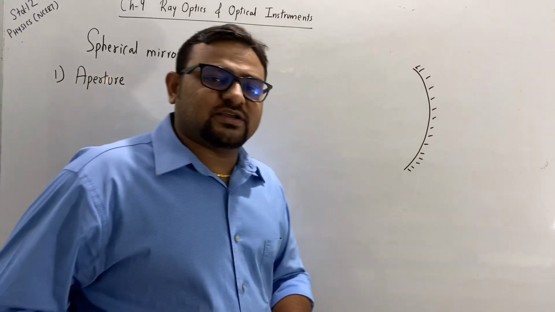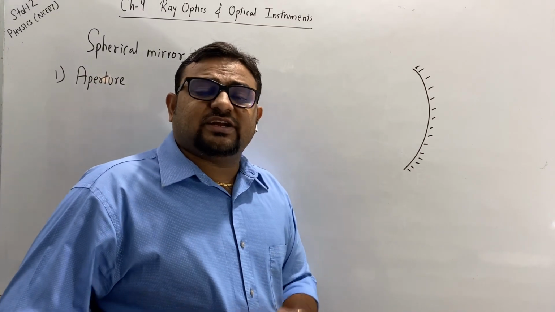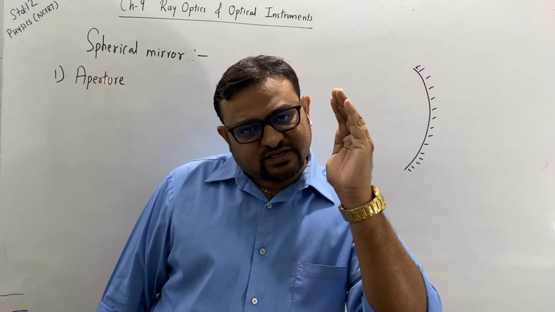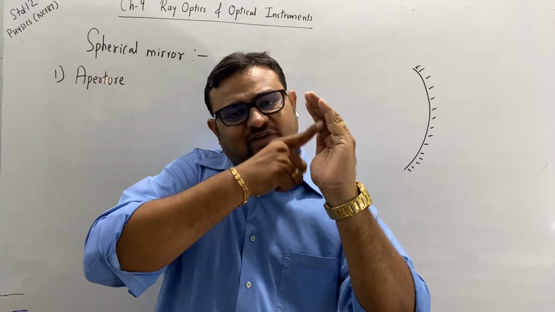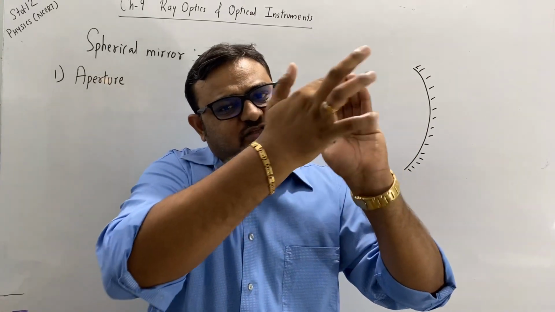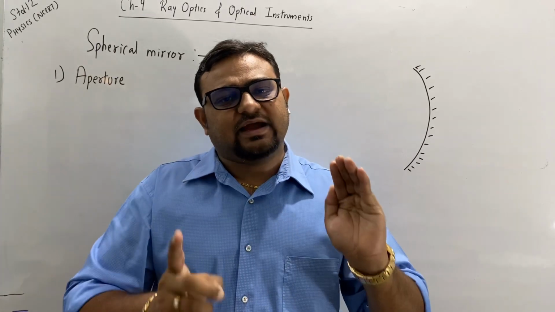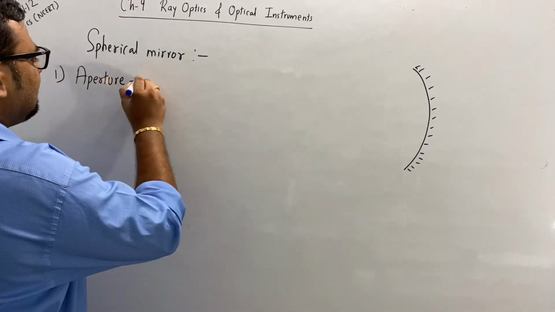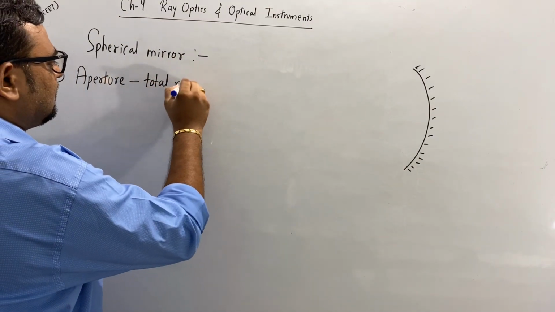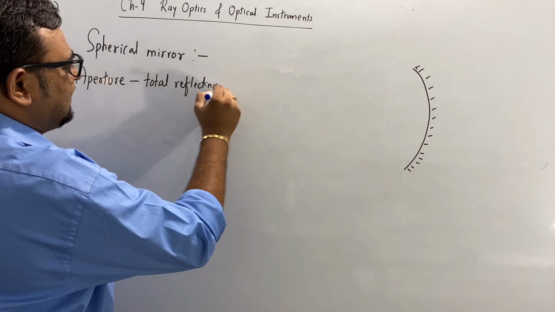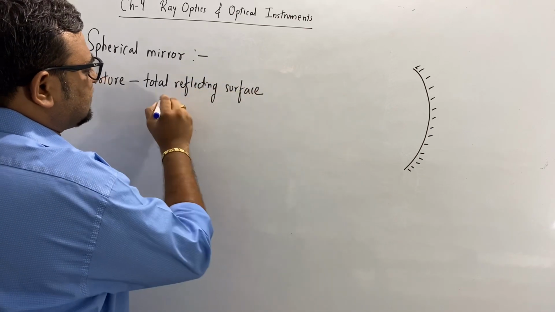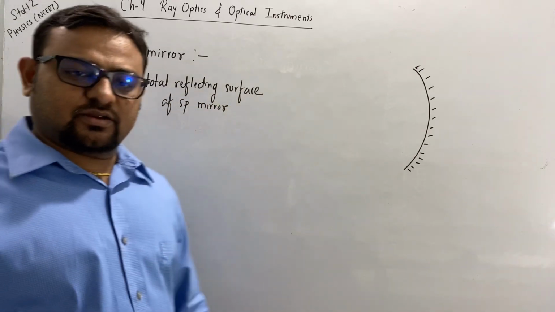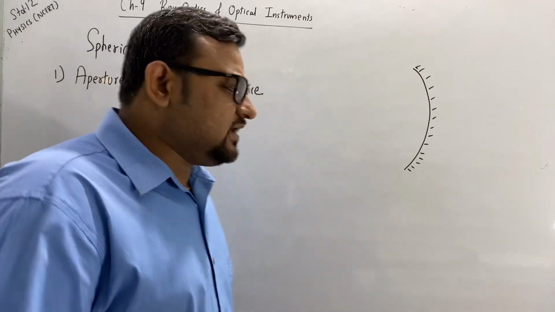aperture. Now what is aperture? It is the total reflecting surface. Means if this is a curved mirror and this is the reflecting surface, then this total surface that you are visualizing, that is the aperture. So what is aperture? Total reflecting surface of spherical mirror. The next one is pole.